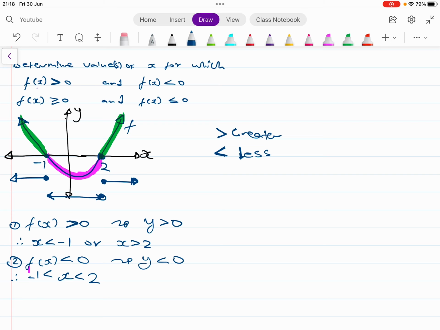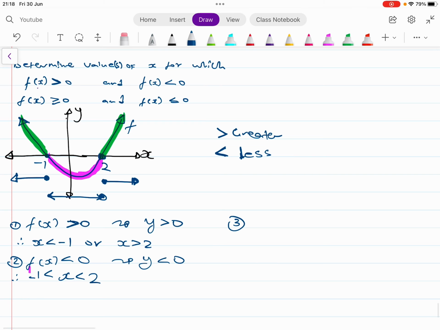Okay, now if you were trying to determine the values of x for which f of x is greater or equals to 0, you need to just include the intercepts. You're talking about the region from which the graph is 0 and the graph is at the x-axis until it goes above. Okay, so this is just saying x is less or equals to -1 or x is greater or equals to 2.